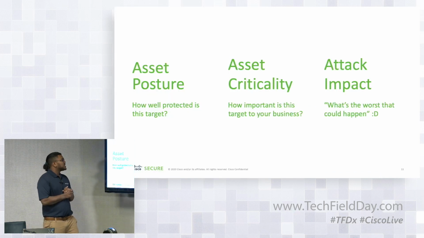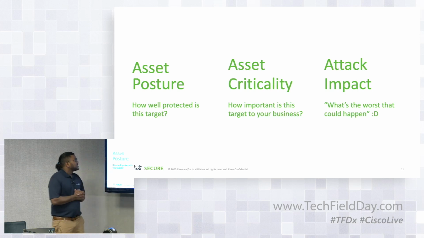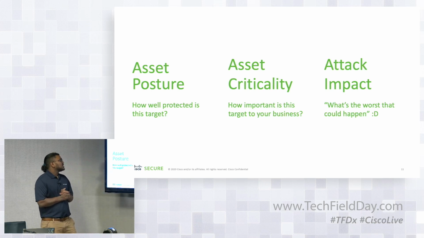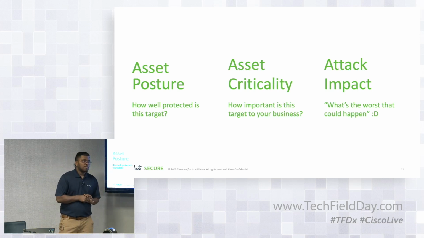So how can you choose which assets are critical? Well, asset posturing. So we're getting into a little bit of device insights. How well is this target protected? Is there an endpoint security agent on there? Is there antivirus on there? Is the Windows firewall enabled? All these kind of things matter in terms of asset posturing.